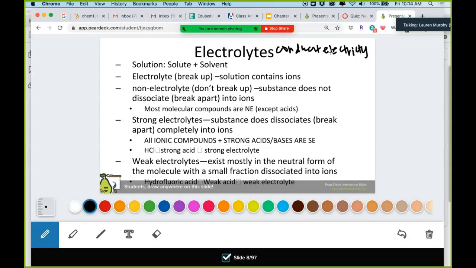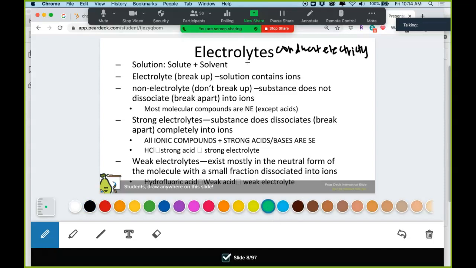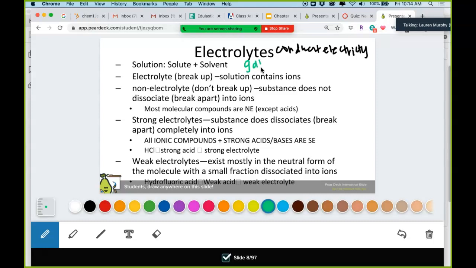Where have you heard it the most? What's one of the most common things you hear about electrolytes with? In sports drinks. Okay, sports drinks like Gatorade. We'll just use that as an example. Gatorade has a bunch of sodium and potassium ions in there that are electrolytes that float around. Now if I tell you that it can conduct electricity, what does that mean?